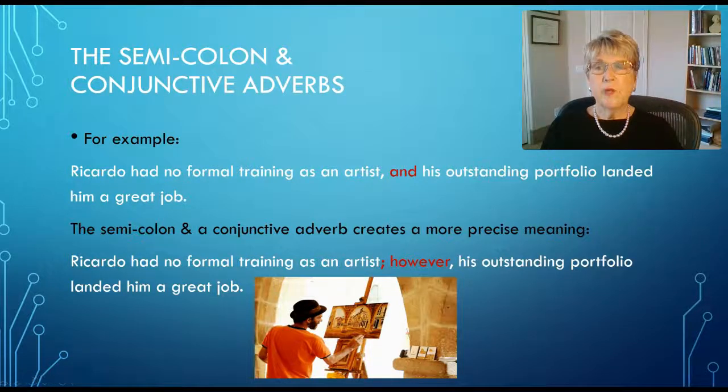For example, Ricardo had no formal training as an artist, and his outstanding portfolio landed him a great job. Now, this is okay, but you can see that this coordinating conjunction and is really not sufficient to render the precise meaning that we want. So we're going to use a semicolon and a conjunctive adverb to render more precise meaning. So this is how our sentence would look. Ricardo had no formal training as an artist; however, his outstanding portfolio landed him a great job. Do you see how that semicolon and that conjunctive adverb created more precise meaning? That's what we're going for.